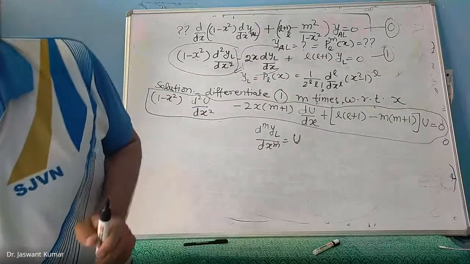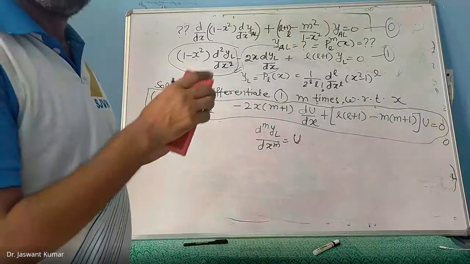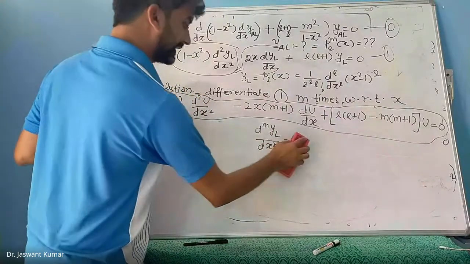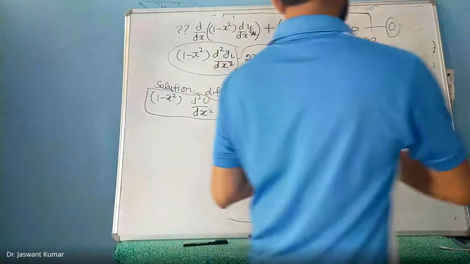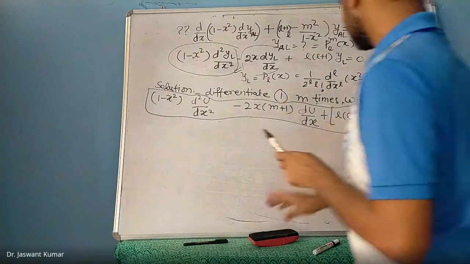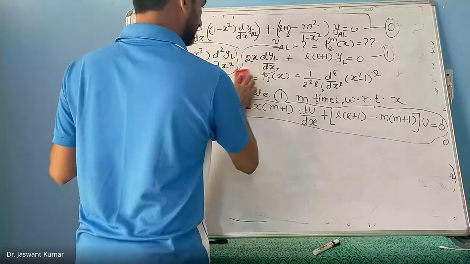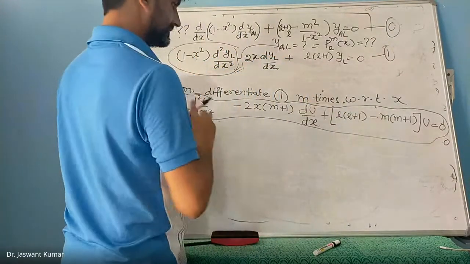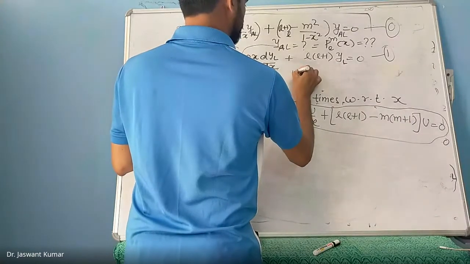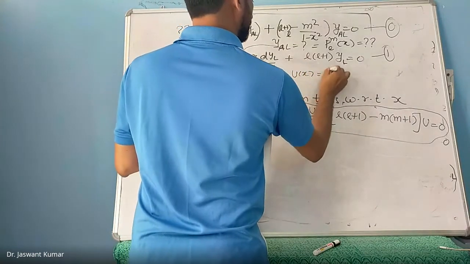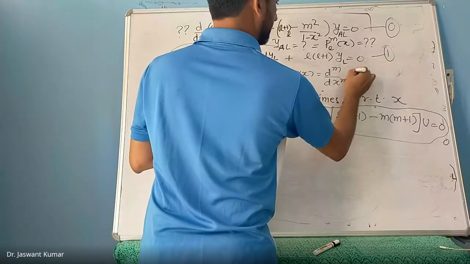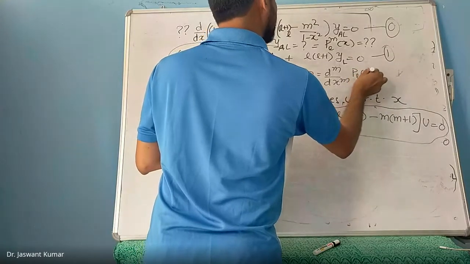Yes? Say yes and then I give you another magic. Yes, sir. Okay, good. So, because this is very important, I write it somewhere over here. I remove this. What is it? U of x is equal to dm by dxm of this y of L. Y of L we know is PL of x.